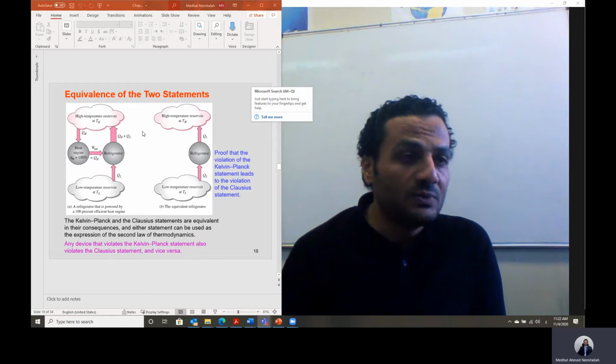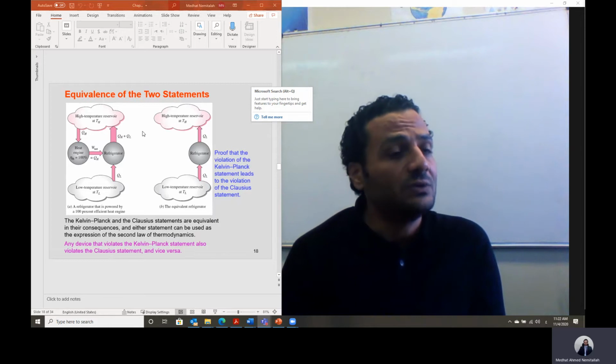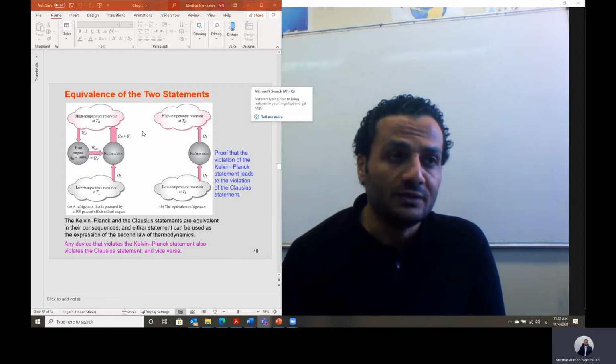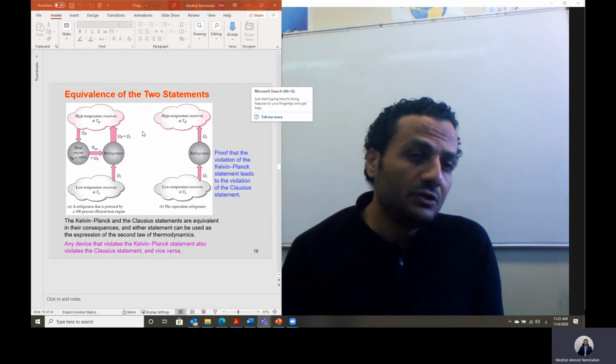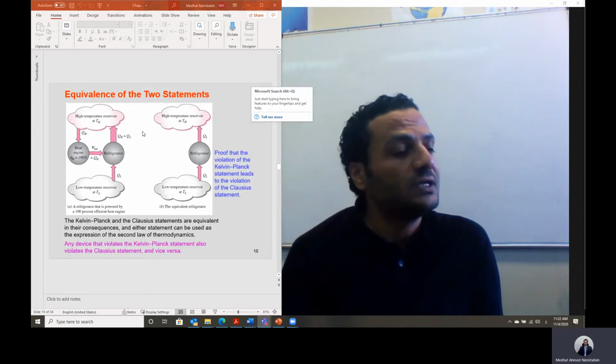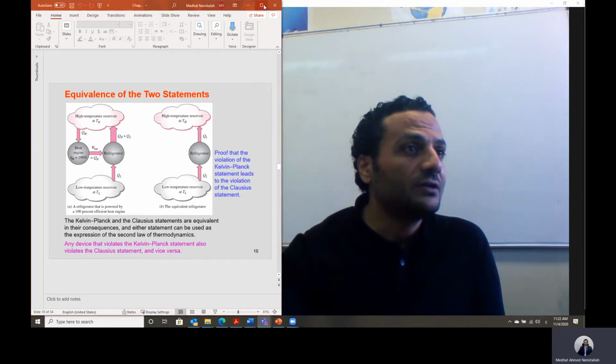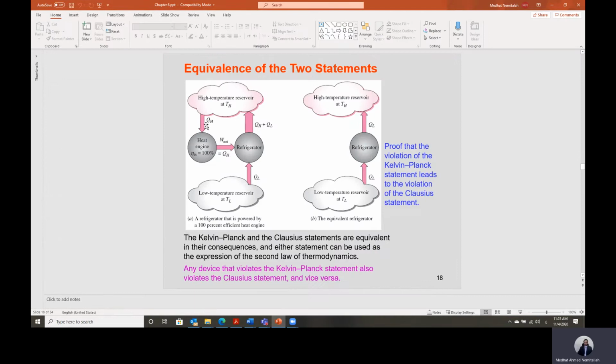The two statements of the second law of thermodynamics, applied to heat engines or to refrigeration systems, are equivalent, and any violation of one statement should lead to a violation of the other. Let's look at an example: if we have a violation of the Kelvin-Planck statement, how can this lead us to a violation of the second statement, the Clausius statement? So let's consider we have a heat engine.